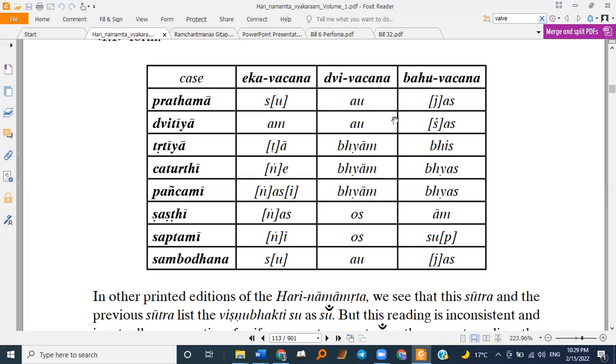The second one, object. Third for the instrument. Fourth for the dative, as they say. Fifth one is ablative, apadana. Sixth one is the relative, possessive. This is the seventh one, the locative, adhikarana. And the last one is sambodhana, vocative. And we know these as ekavachana, singular, dual, and plural.